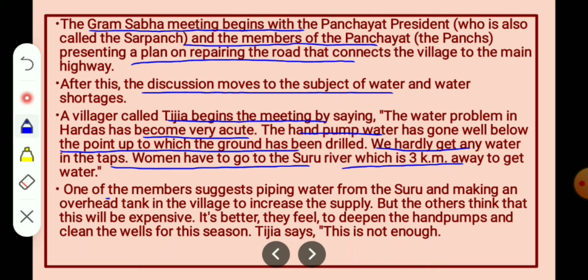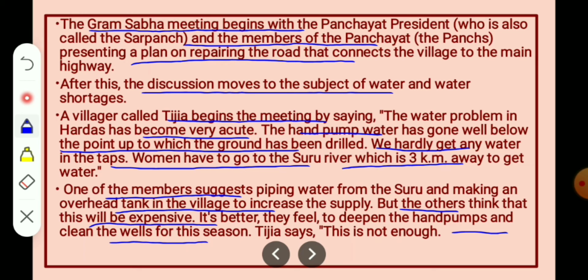One of the members suggests piping water from the Suru and making an overhead tank in the village to increase the supply. So one of the members of this Gram Sabha has suggested that piping water should be arranged from the Suru river, and we can arrange an overhead tank in the village to increase the supply of water. But the others think that this will be expensive. It's better, they feel, to deepen the hand pumps and clean the wells for this season. Tijia says this is not enough.